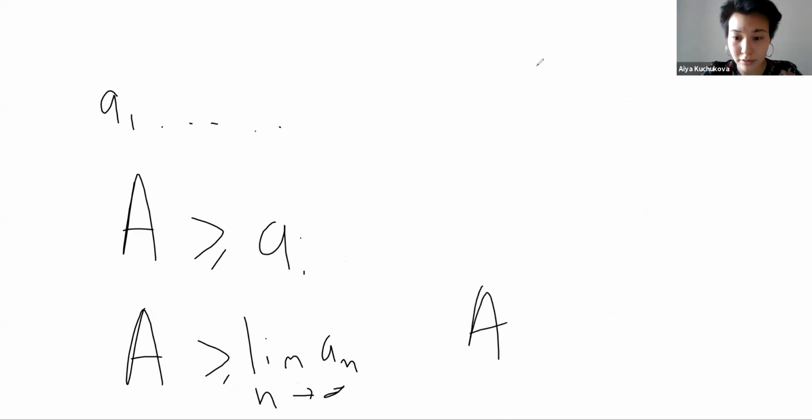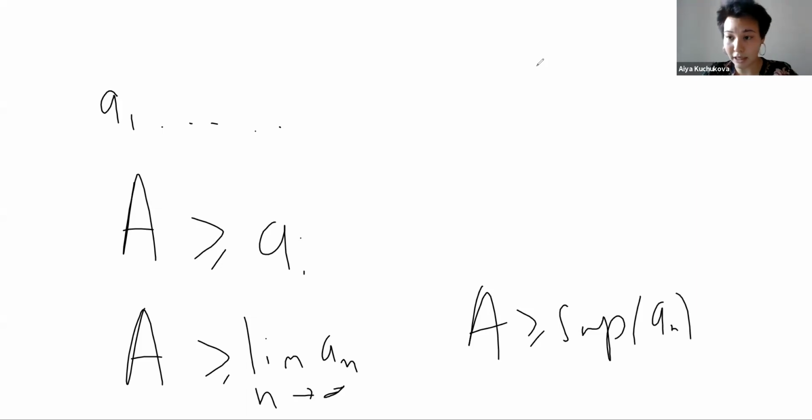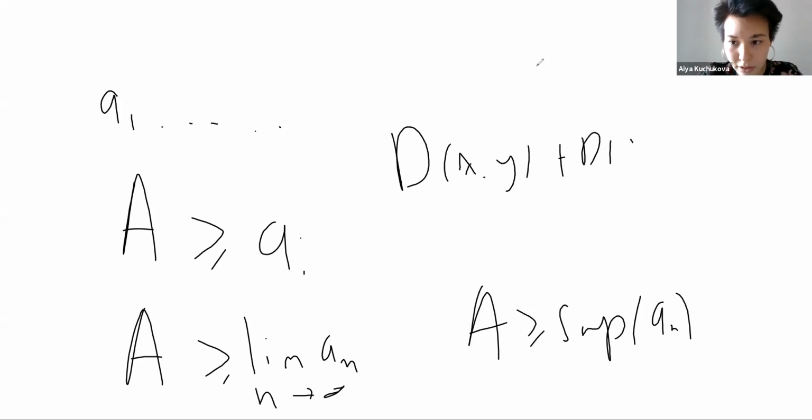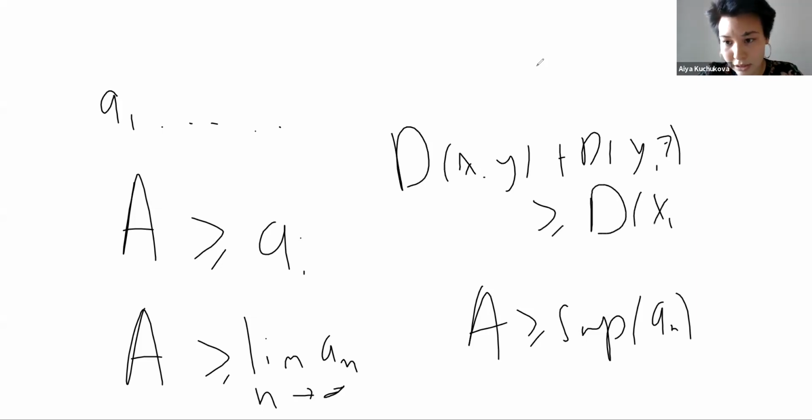So, the supremum of a_n. That means that what we just proved can be written as d x y plus d y z is bigger than or equal to d x z. Okay, so we proved the triangle inequality. So that means what we did prove is that D is a metric. Great.